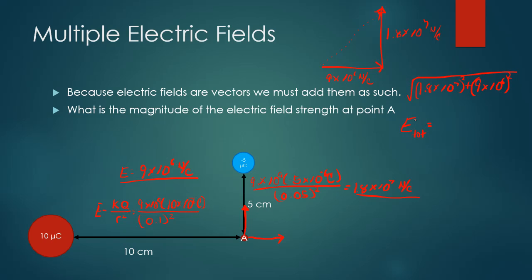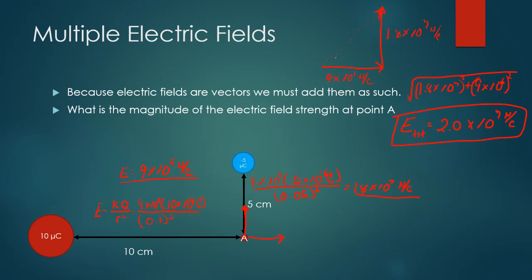and I get that the total electric field strength for that area is going to be 2.0 times 10 to the 7th, I believe. Let me check that with my calculator real quick. Yes, 2.0 times 10 to the 7th newtons per coulomb. Okay, so that's how I would solve for that.